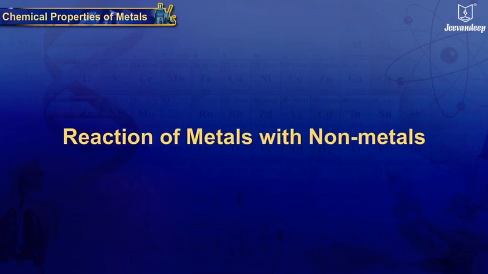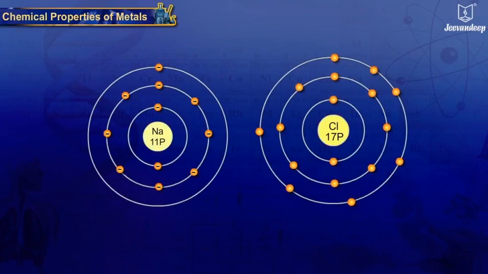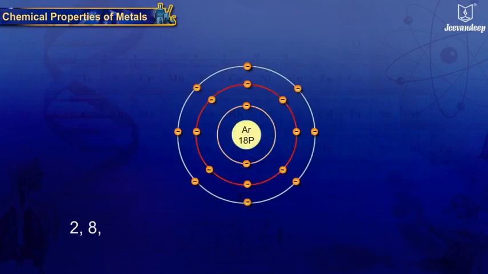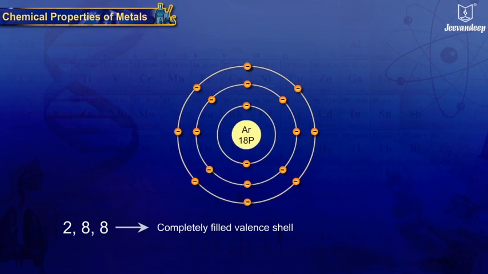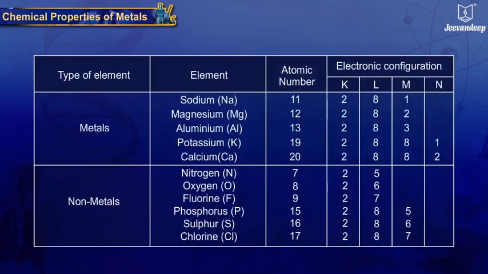Reaction of metals with non-metals. The nature of reactivity of elements depends on their electronic configuration. Noble gases have completely filled valence shell, hence are chemically inactive. The table shows the electronic configuration of some metals and non-metals.